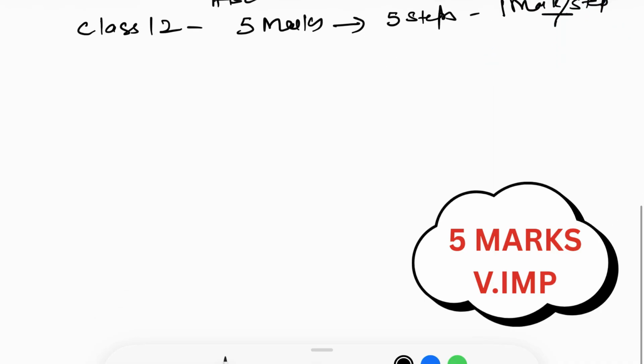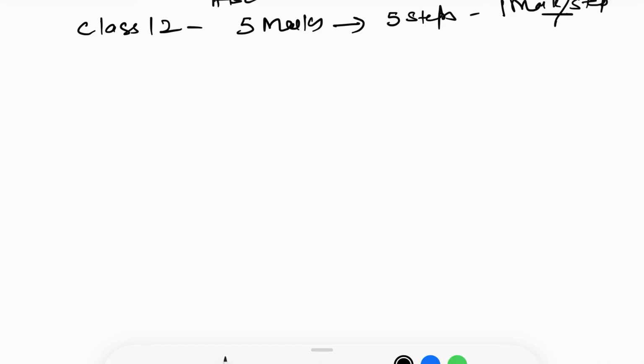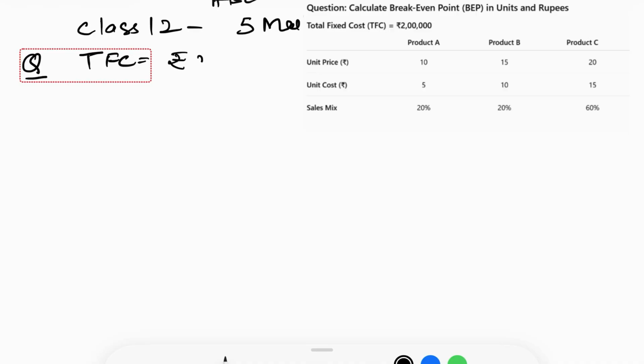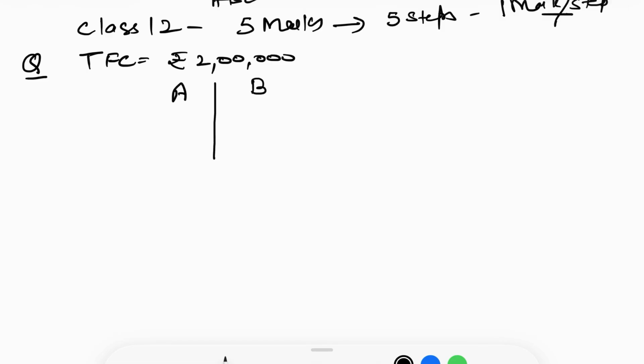Let's calculate it now. To understand this concept, we'll do it with an example. Then it will be easy for you to make the format of it. Let's see. Write down a question with me. Total fixed cost is rupees 2 lakh. And let's say there are 3 products, product A, product B and product C.